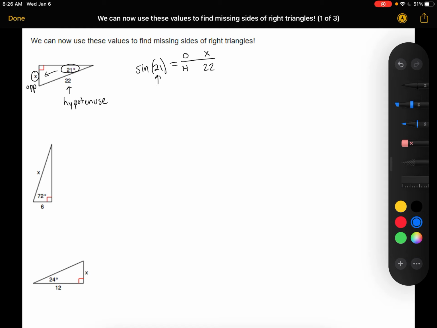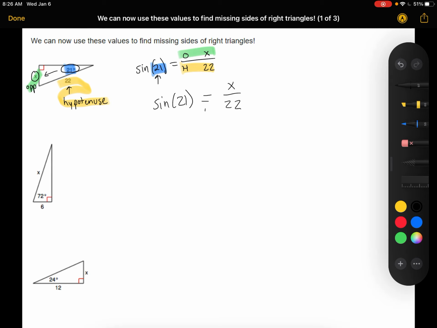So let me highlight where each of these things came from. That's our angle. That's our opposite. And then this is our hypotenuse right here. So basically what we can do in our calculator now is actually punch in sine of 21, get a value for that because we know that that's going to equal x over 22.